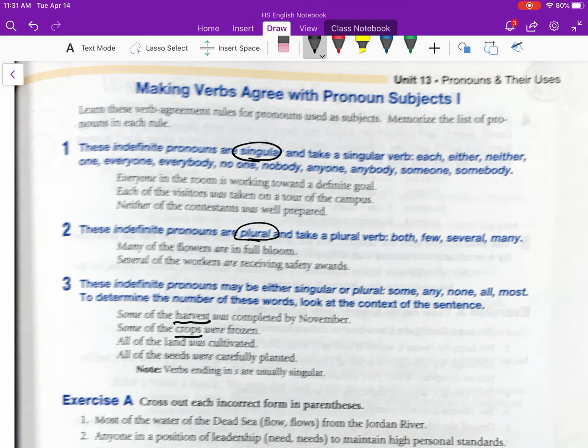All right, and then all of the seeds were carefully planted. So in this case, we look at the word seeds. Seeds were. Okay, so it's going to be were. Also, note, verbs ending in S are usually singular.